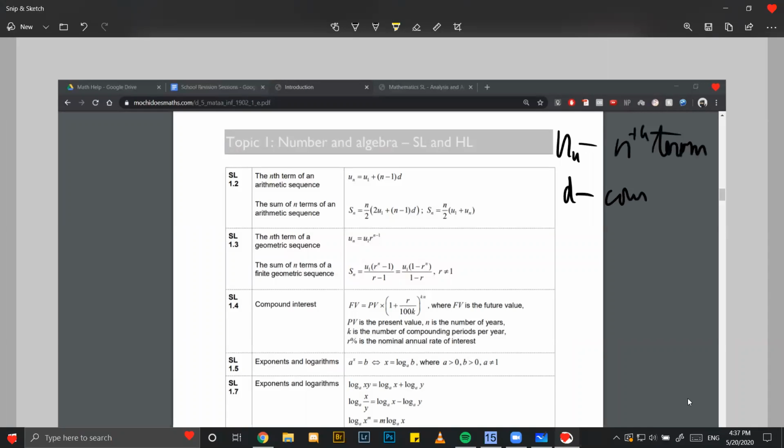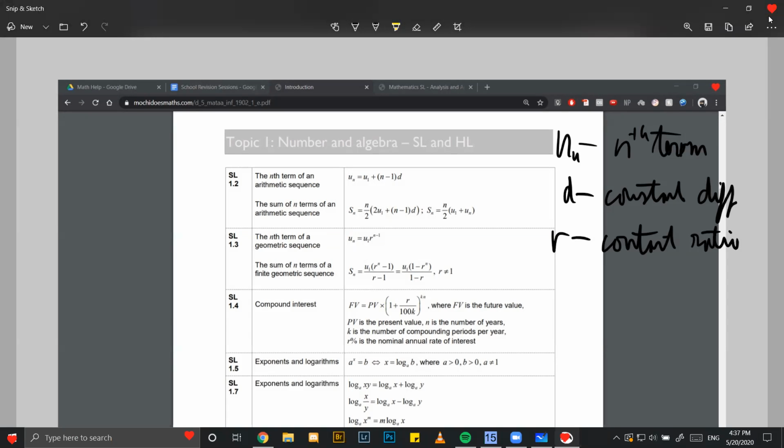D is the constant difference. R is the constant ratio. N is, again, for the nth term, whatever you're looking at. And that's all you need to know for this part over here. That's basically everything you need to know about series and sequences.